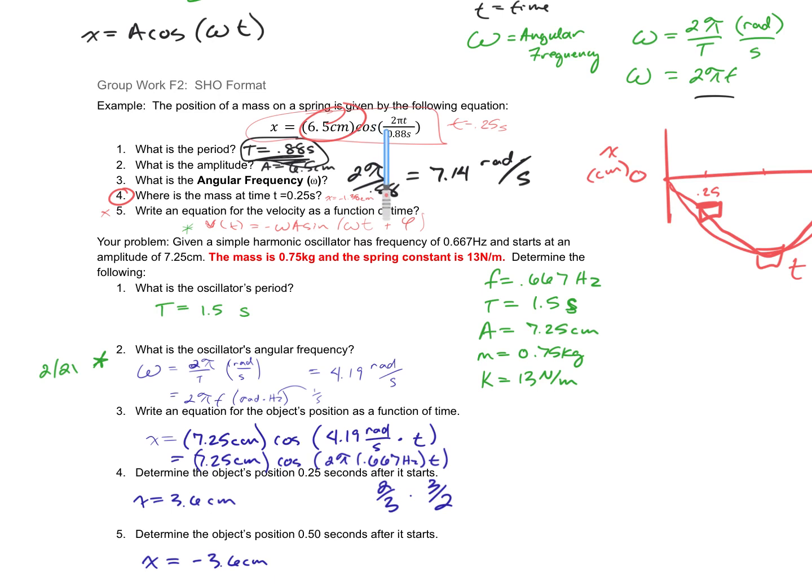Now, angular frequency is this whole quantity solved for. So 2 pi over 0.88 is 7.14. And again, the units are radians per second.